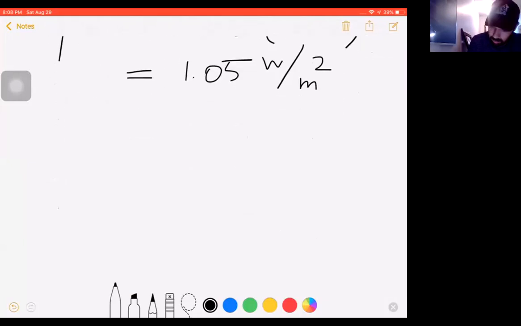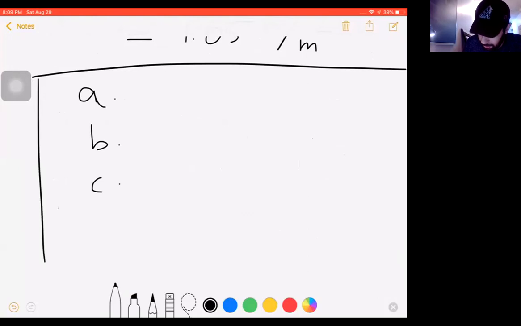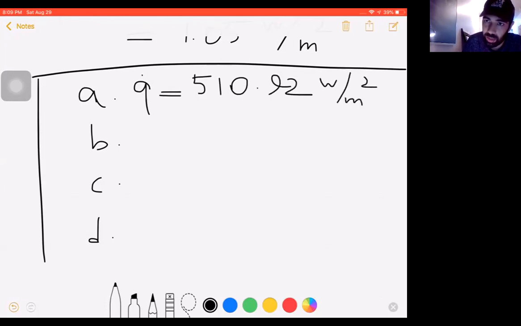So, reporting them all again. It is really good to report all of your findings at the end every time. It makes reading your answers much easier for the reviewer. So for the air case, Q was equal to 510.92 watt over meter squared because we had both radiation and conduction, so it had the highest amount.